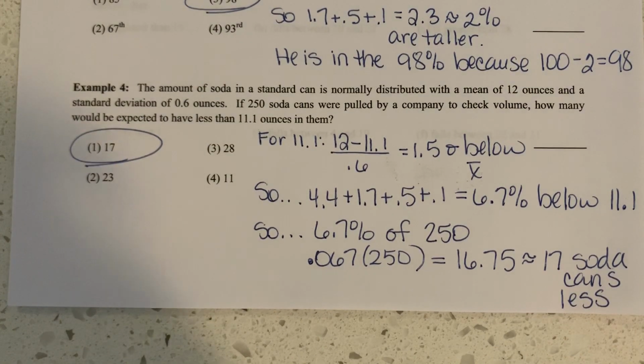I hope that helps. Once you get some practice with this, I think you'll find it easier. It's just a lot of taking your number and subtracting it from the mean, or if your number is higher, taking your number and subtracting the mean from it, and then dividing by the standard deviation, and then going back to that chart over and over. All right, I hope that's helpful.